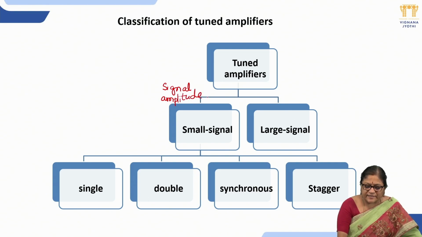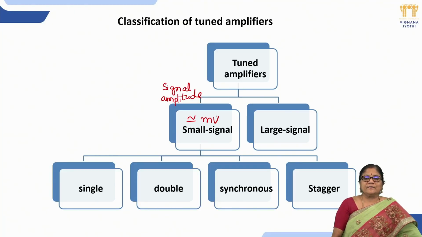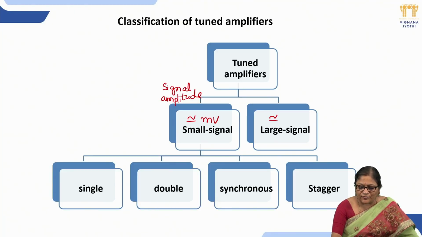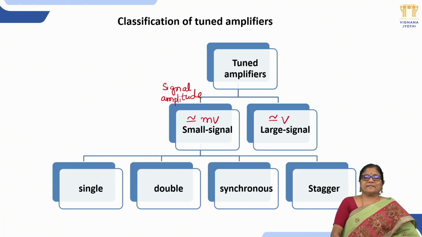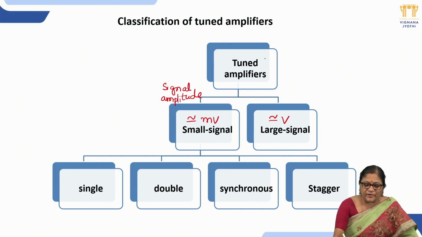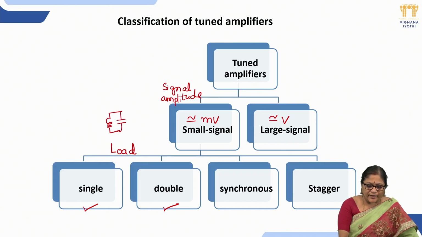That is, if the signal amplitude is of the order of millivolts, then these are known as small signal amplifiers. If it is of the order of volts, then these are known as large signal amplifiers. In both these cases, the load will be a tuned circuit. Based on the load, we can classify into single tuned, that is single load, and double tuned, that is double load. The load contains one L and one C component, and this acts as a load.